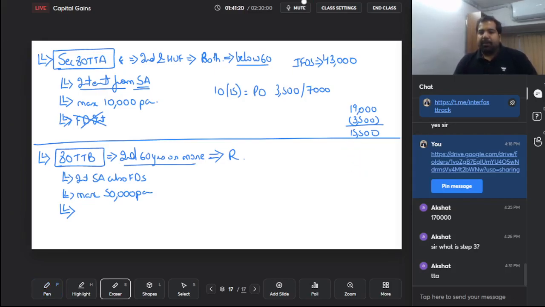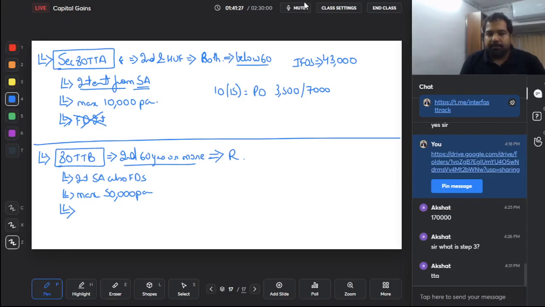That is 80TTA, TTB. Let's differentiate between the two, guys. First, TTA is for younger people, TTB is for older people, B is for big. Next, TTA for individual and HUF, here it's only for individual. Next, TTA has a very small limit, 10,000, TTB has a huge limit, 50,000. Because 10,000 is small, it is available to both residents and non-residents. Because 50,000 is big, it is only available to residents. The small one, TTA, is only for savings account. TTB is for savings as well as FD, that is TTA and TTB.